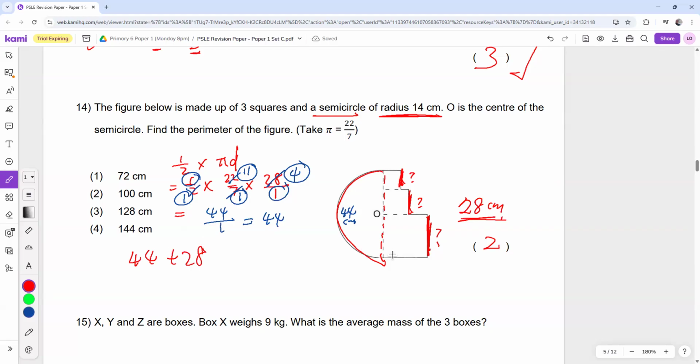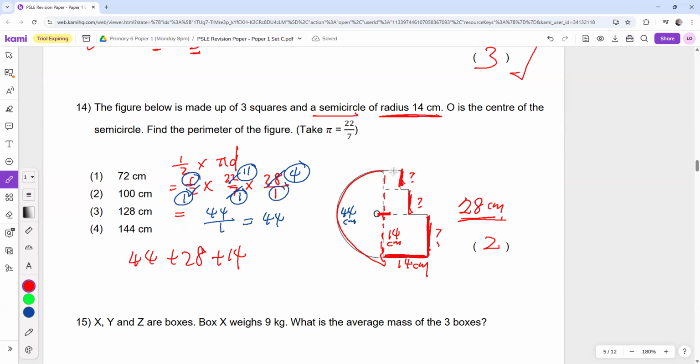What else do I need to add? Here. What number is that? This is a square. Square means all sides are equal. So do you realize that this is like a center of the circle? So this is 14, right? The radius is 14, right? And then the side of the square must be 14. Yeah. Okay. So I add 14.